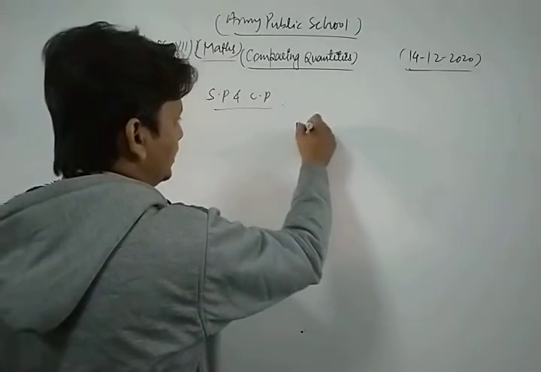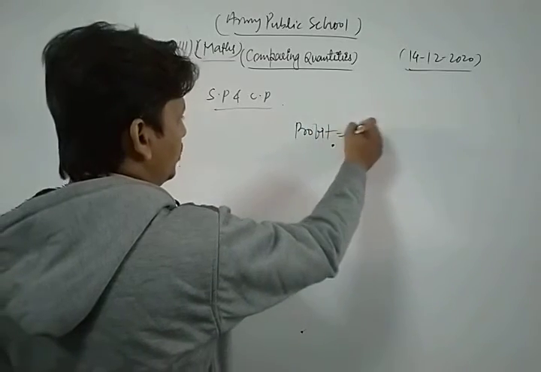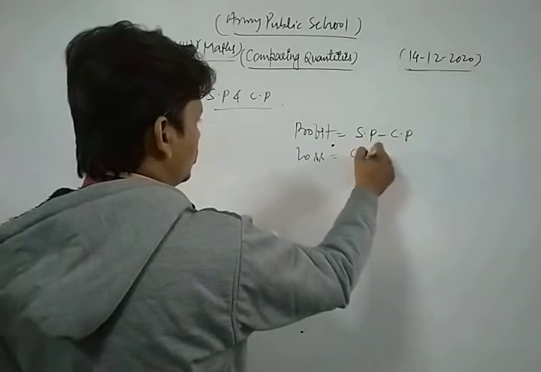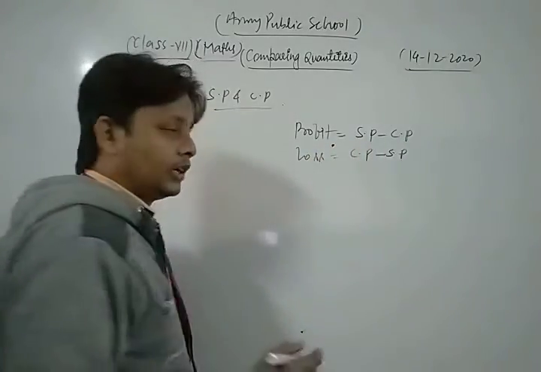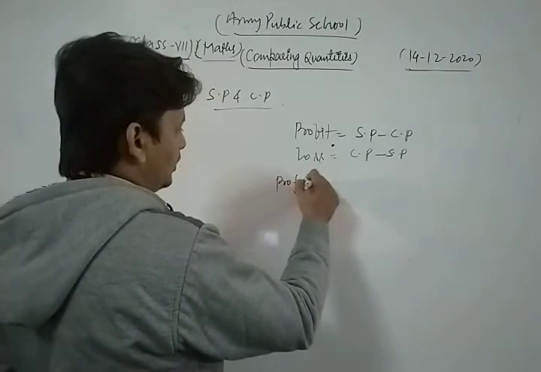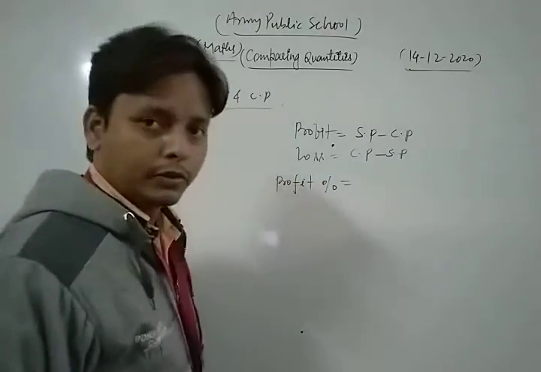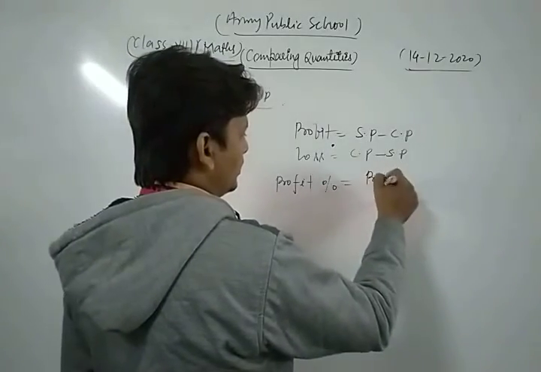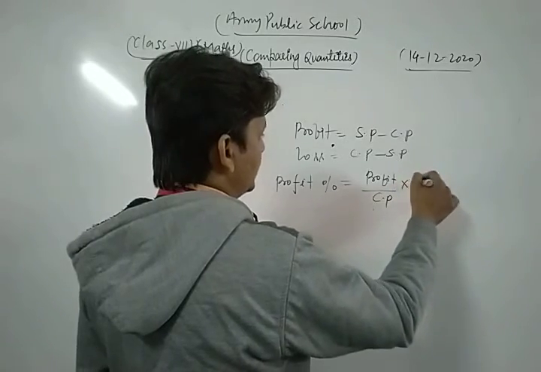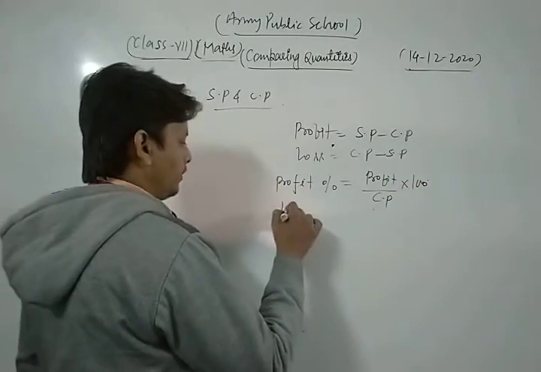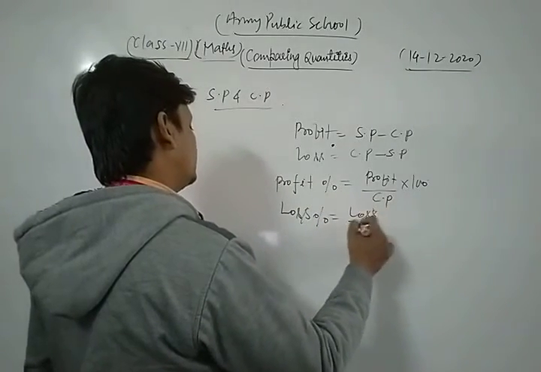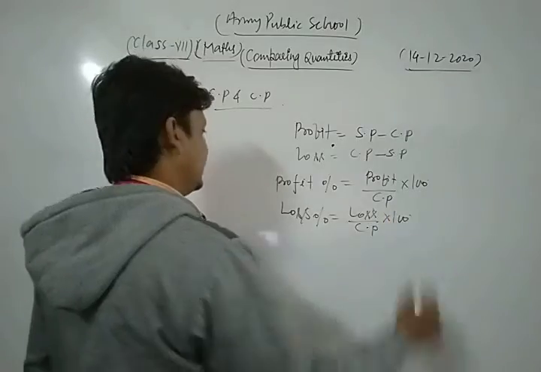The first is profit. The formula for profit is selling price minus cost price, and the formula for loss is cost price minus selling price. Now two more very important formulas are profit percent and loss percent. The formula of profit percent is profit upon cost price into 100, and the formula for loss percent is loss upon cost price into 100.